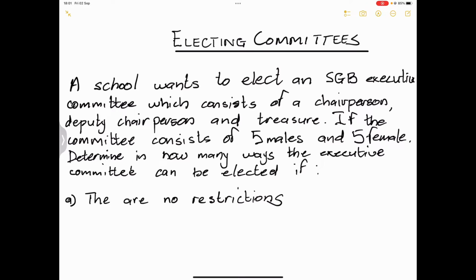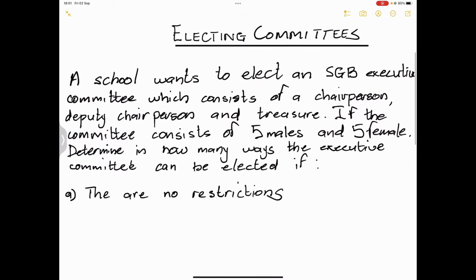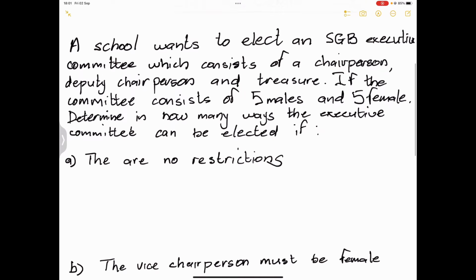They say to us, we've got a school that wants to elect an SGB executive committee, which consists of chairperson, deputy chairperson, and a treasurer. The committee consists of 5 males and 5 females that we can choose the executive committee from. They say determine how many ways the executive committee can be elected if, first of all, there are no restrictions. Now, notice when there are no restrictions, I want you to think about it.